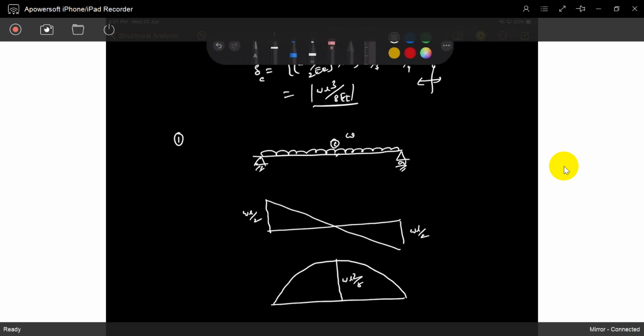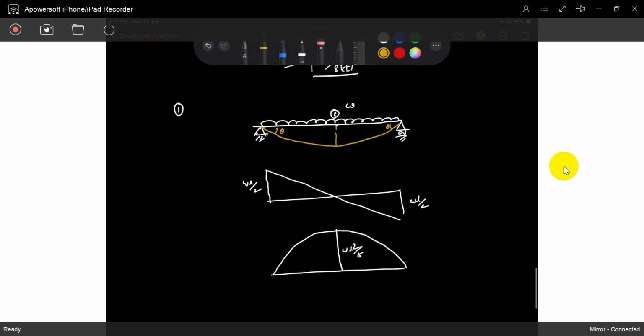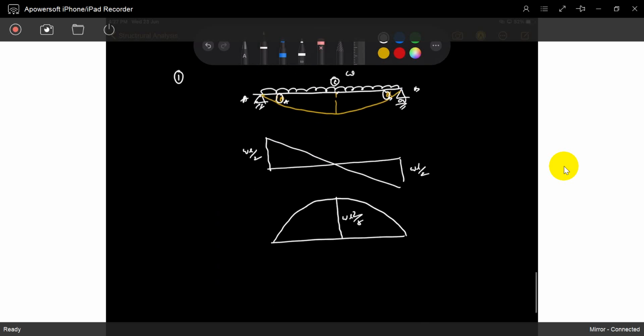What is the curvature diagram? This is the curvature diagram, and then this is theta. So I want to find out theta. You know theta A and theta B are equal. So the change in curvature, see. I will choose these 2 points A, B.